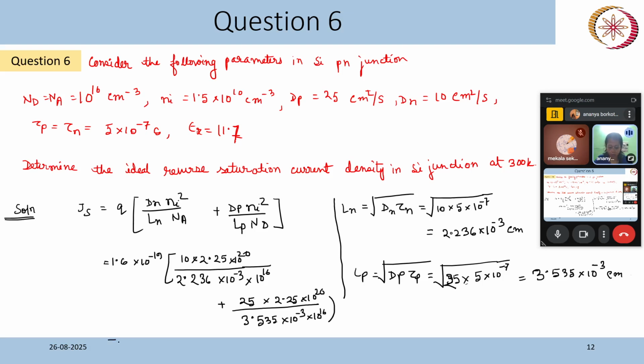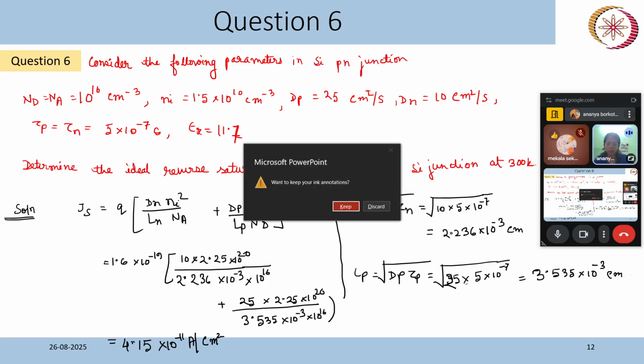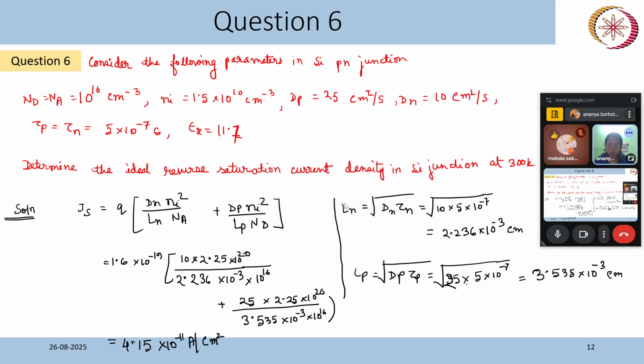So this value, please do the calculation by yourself also, check whether I am correct or not. This will be approximately 4.15 × 10^-11, and what is the unit? That will be ampere per centimeter square. Okay, this is current density, not current. I hope this calculation is correct. Please do check once.